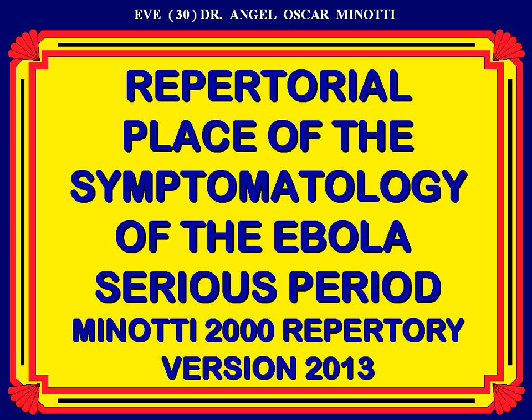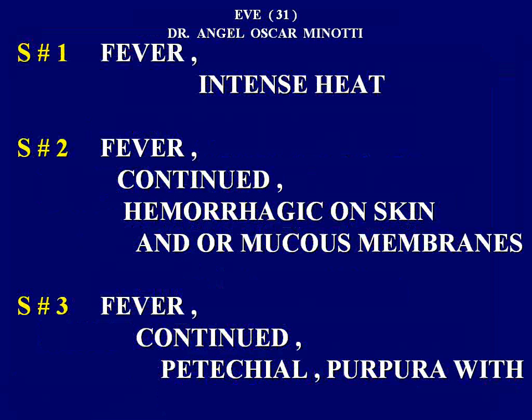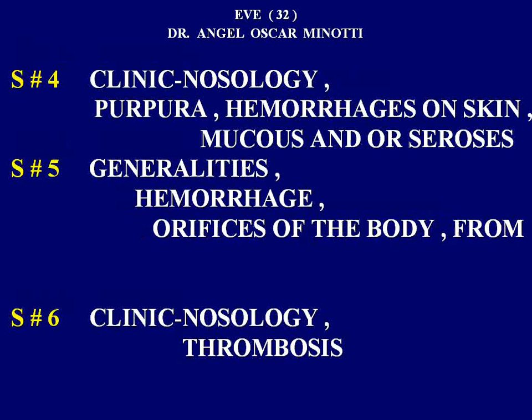Repertorial place of the symptomatology of the Ebola serious period. Symptoms. Symptom 1, fever, intense heat. 2, fever continued, hemorrhagic on skin or mucous membranes. 3, fever continued, petechial, purpura with. 4, in my repertory, this is a part dedicated to the clinic and nosology. Purpura, hemorrhagics on the skin, mucus, and or cirrhosis.